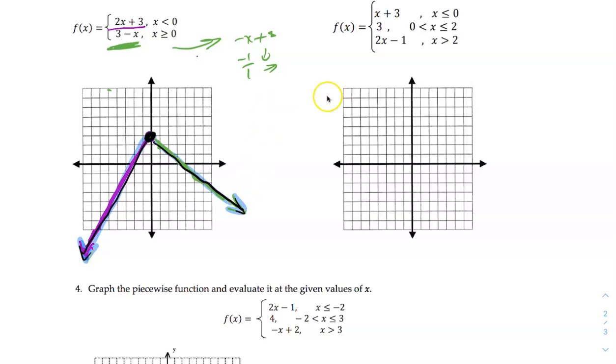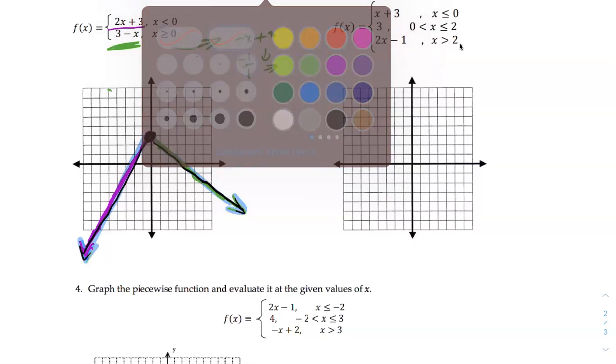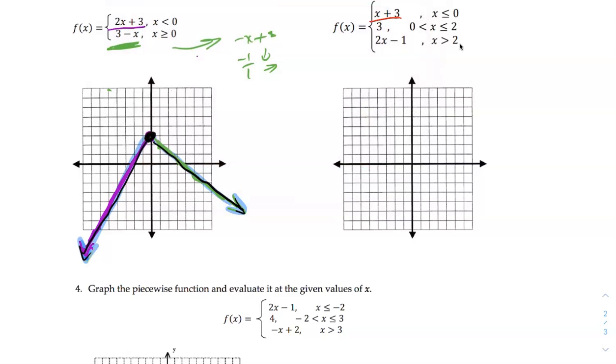Okay, next one. x plus 3 where x is less than 0, 3 when it's between 0 and 2, and 2x minus 1 when it's greater than 2. So I'm going to do the same thing we did before. Let's just use 3 colors. So I'm going to use this one first. x plus 3, so my y-intercept is 3, and my slope is 1, so 1 over 1. So it's kind of like that.